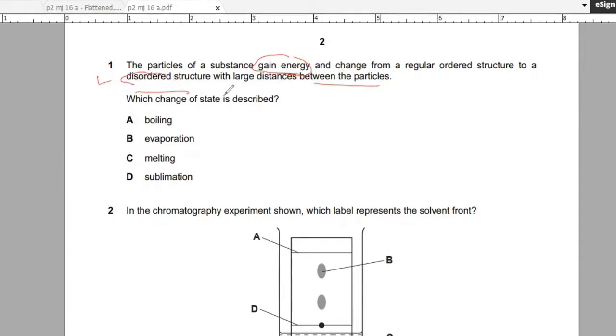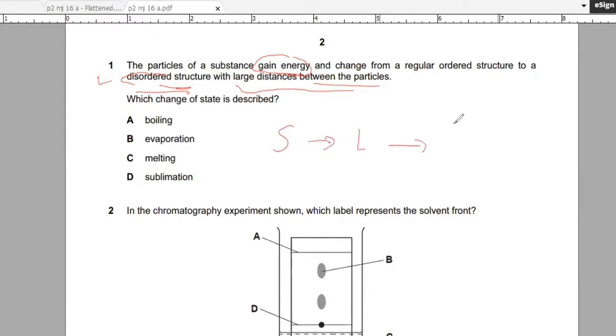That means a solid is going to change into liquid. So a disordered structure is basically the liquid state of matter. And in addition to that, you could see here a large distance between the particles. If you compare the three states of matter, solid, liquid, and gases, gas would have the large distance between particles. That means a solid is going to change directly into gas, not liquid.